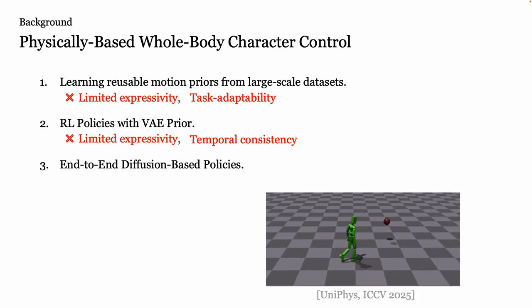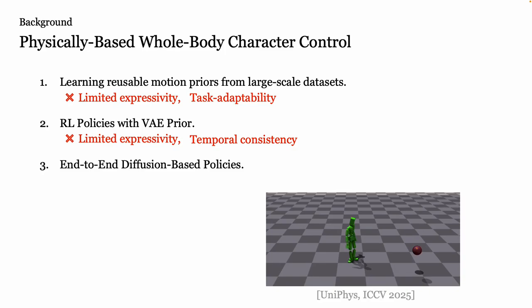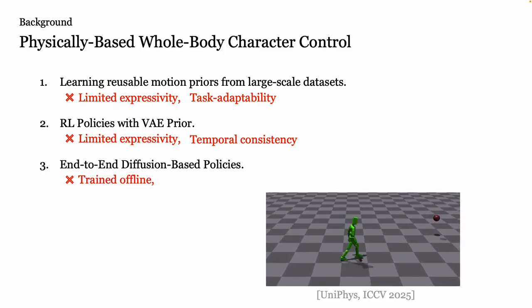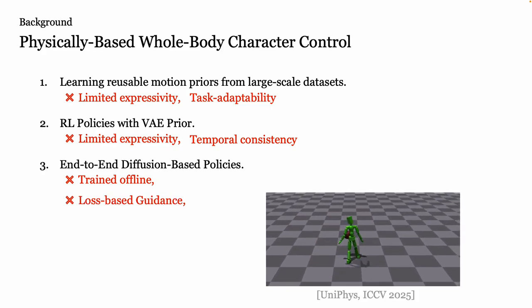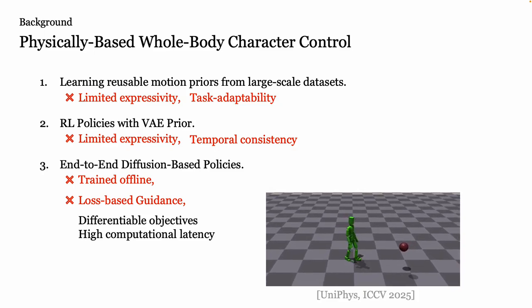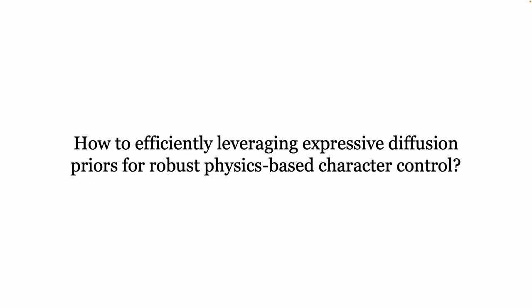Conversely, recent diffusion-based policies capture long-horizon distributions for smoother motion but are typically trained offline. Integrating these diffusion priors into downstream tasks usually requires loss-based guidance or iterative optimization at inference time, which demands differentiable objectives and incurs heavy computational overhead. Consequently, efficiently leveraging expressive diffusion priors for robust, closed-loop interaction remains an open challenge.